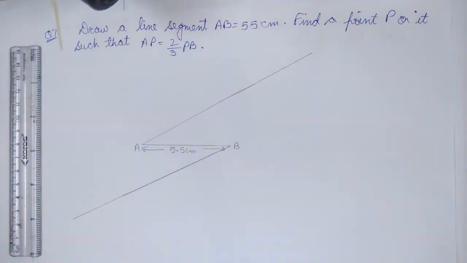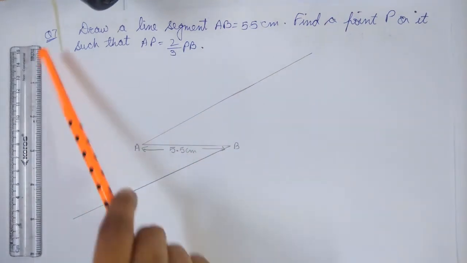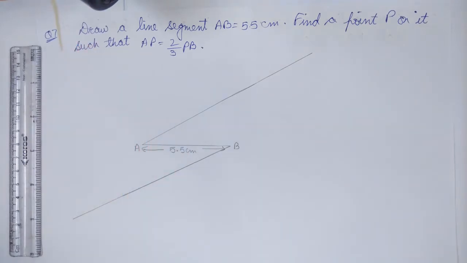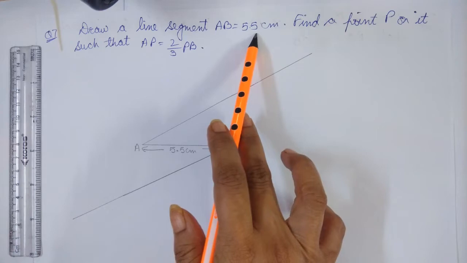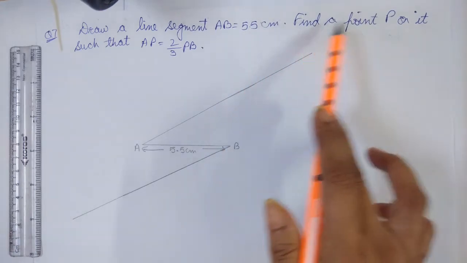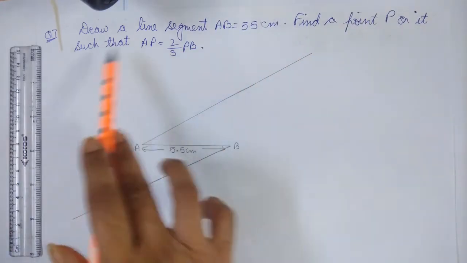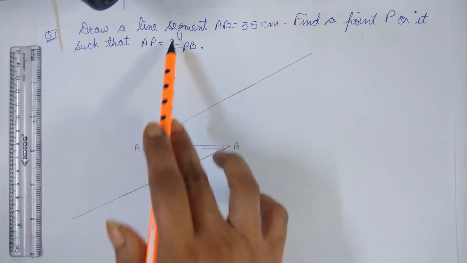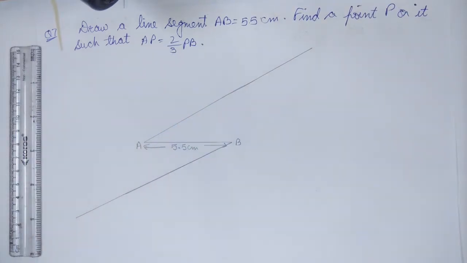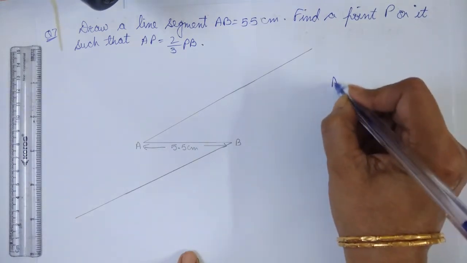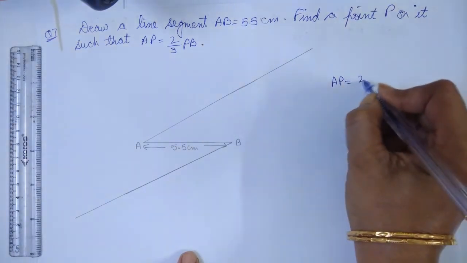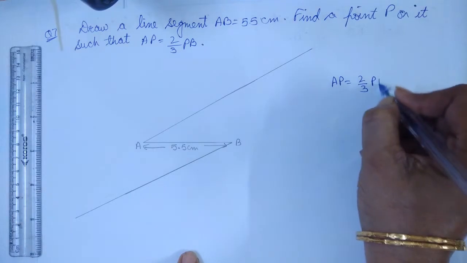Hello everyone. Now question number 7. In question number 7, it is written, draw a line segment AB of 5.5 centimeter. Find a point P on it such that AP equal 2/3 of PB. So before we go for the question, if you observe here, AP is given 2/3 of PB.